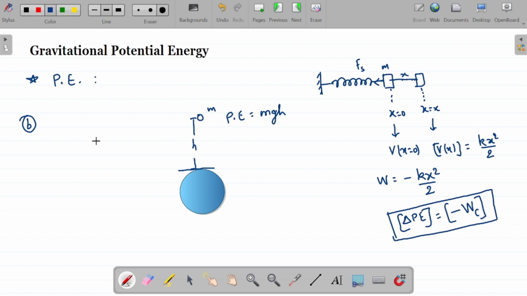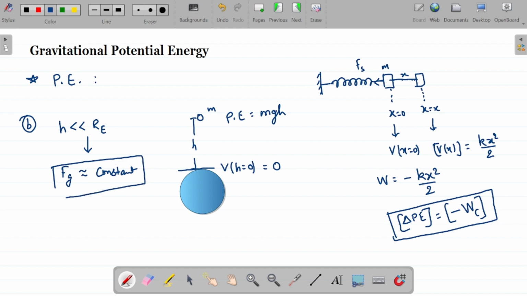In this particular case, we took a few things into consideration. First, this h is much less than the radius of the Earth, so we can consider the gravitational force on this body to be constant. Also, we have chosen the surface of the Earth as the reference point for our potential energy; that is, at this point we have chosen potential energy to be 0. In reality, the gravitational force is not constant but varies with distance. So I am going to generalize this situation now.